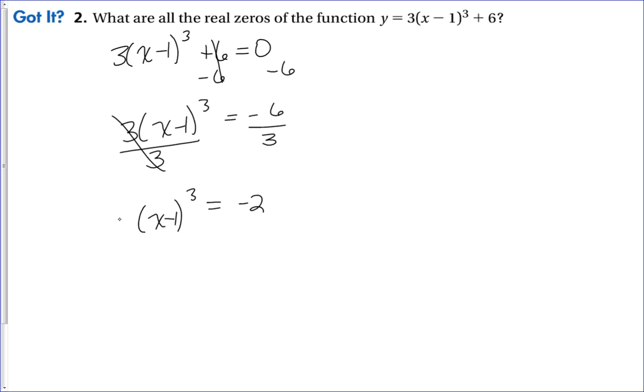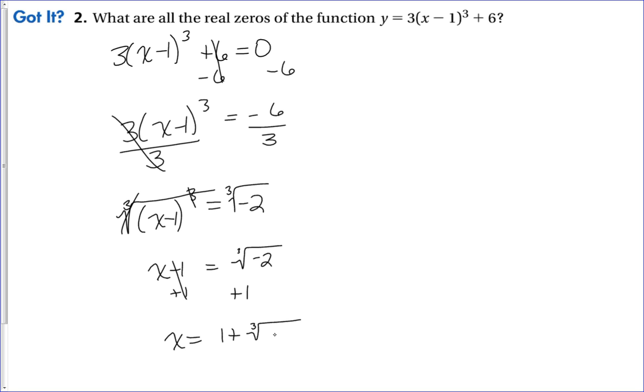Now our next step in solving for x is to get rid of the cube. So we take the cubed root of both sides, and the cubed root nullifies the cube. So now we just have x minus 1 equals the cubed root of negative 2. And now, of course, we can simply add the 1 to the other side. So we get x equals 1 plus the cubed root of negative 2. We can't simplify the cubed root of negative 2 because it's an irrational number, so we might as well just leave it as the cubed root.